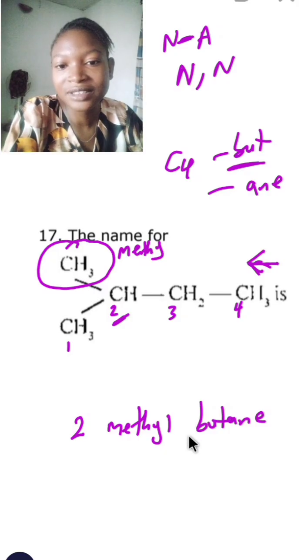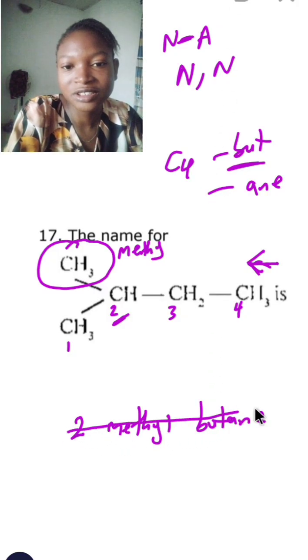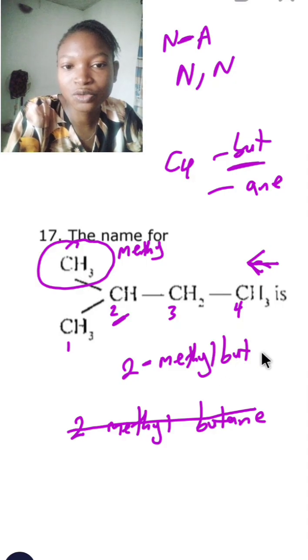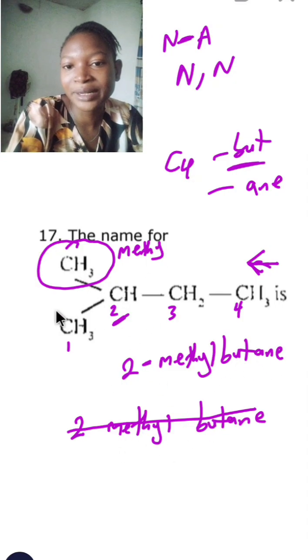So for us to write the correct one now, there shouldn't be a space here. So let me just erase this. So the correct name is 2, number and alphabet, right? So 2-methylbutane. You are not supposed to put a space. That's why I erased that one. 2-methylbutane is the name for this compound.